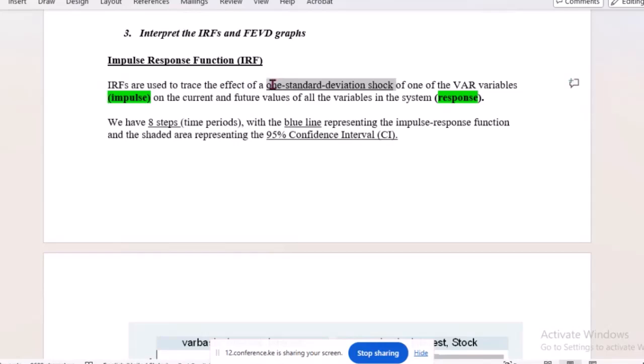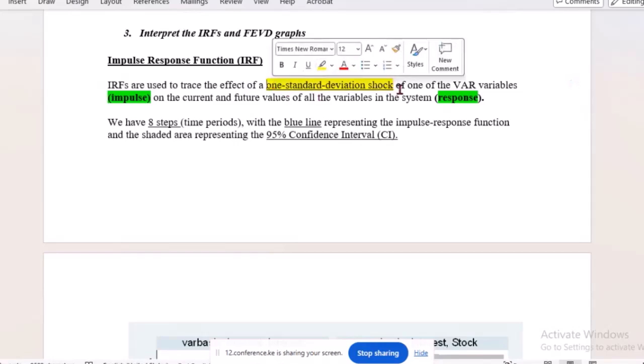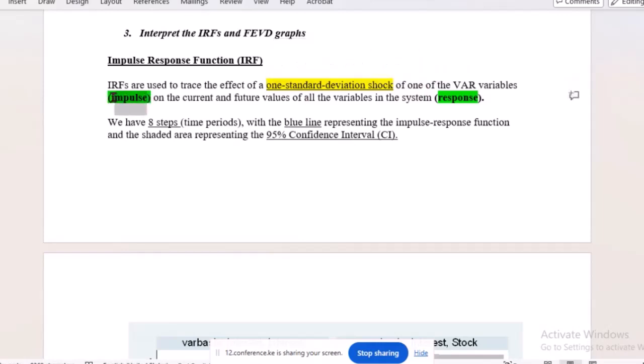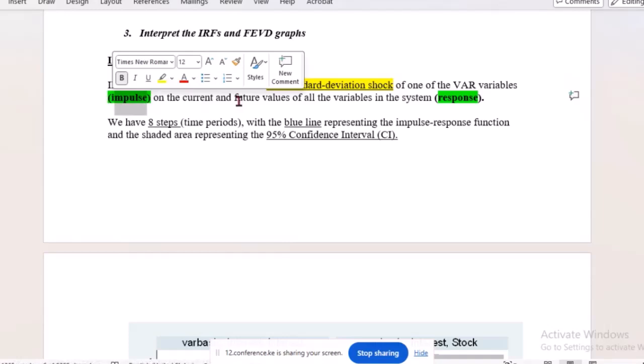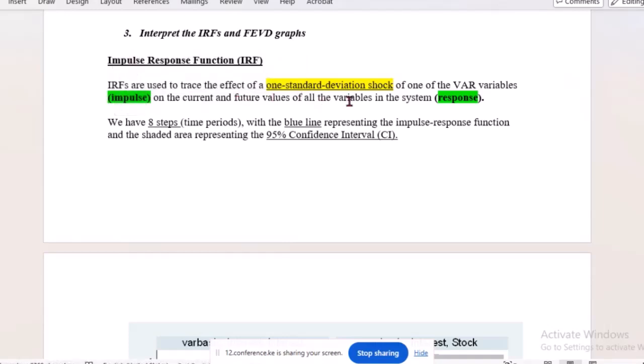The effects of one standard deviation shock of one of the VAR variables, which we call the impulse, on the current and the future values of all the variables in the system, which we are calling the response. In other words, if we shock one variable, that variable we are shocking is what we are calling the impulse. How will that shock affect other variables? Those other variables are what we are calling the response.